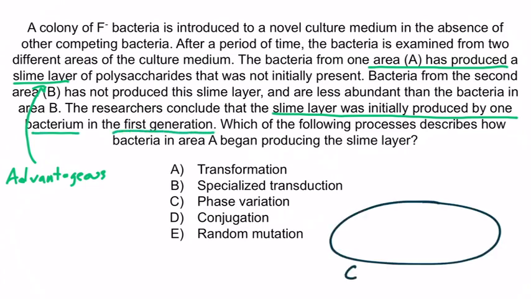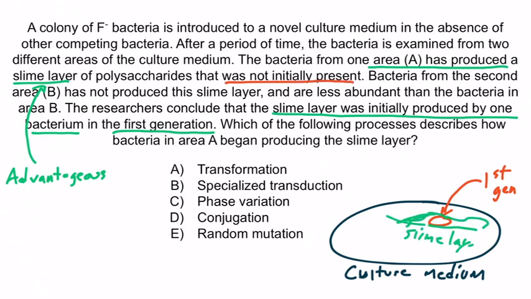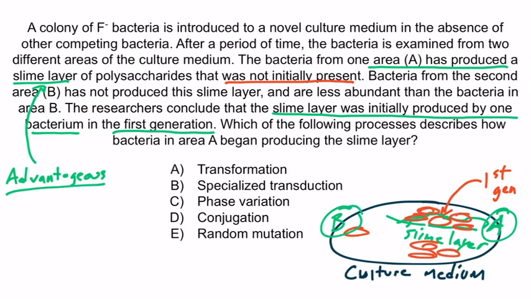In other words, we've got this culture medium, and a bacteria is placed in it. This is the first generation, and it didn't have a slime layer at first, and that's explicitly stated in the question stem. The slime layer of polysaccharides was not initially present. But one of these bacteria within this first generation produces it, and it gave the bacteria an advantage. So these bacteria are termed group A, and the bacteria in group B did not have that slime layer, and the bacteria in group A were more abundant because of that slime layer.